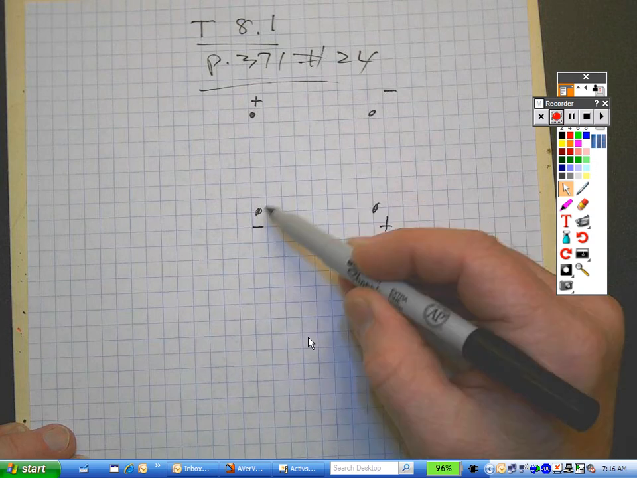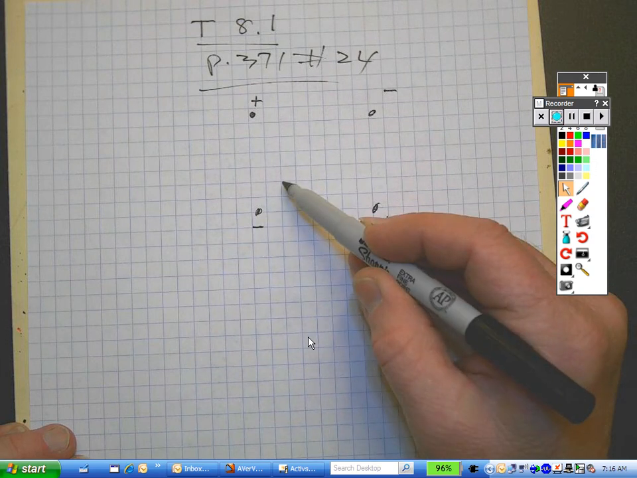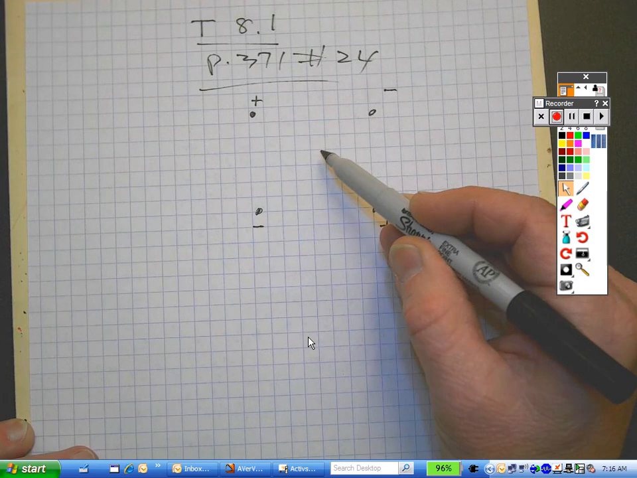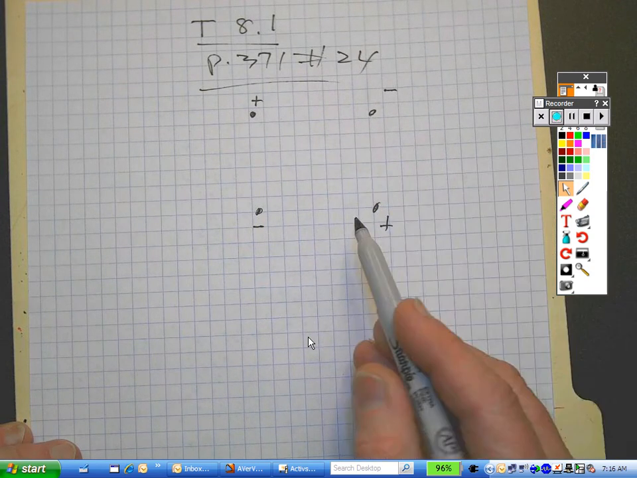Well, then you're wondering what to do with this. This one simply repels back the same direction, and that's not a problem. So that's the biggest hint that will help you.